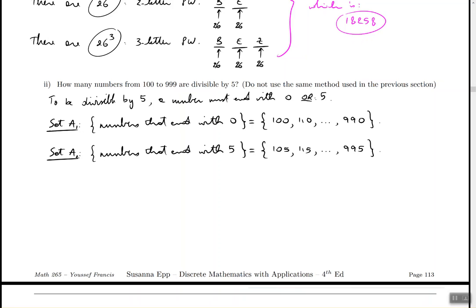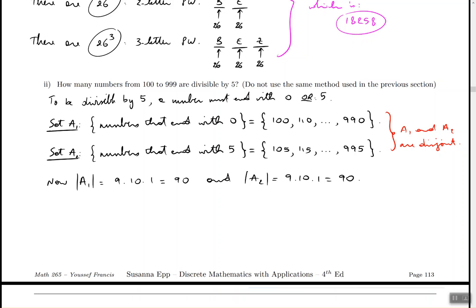And notice that A1 and A2 are disjoint. So nothing in A1 can also be in A2. A1 and A2 are disjoint. Okay, that means the sets have no overlaps. Their intersection is basically empty. Okay, the sets are disjoint.